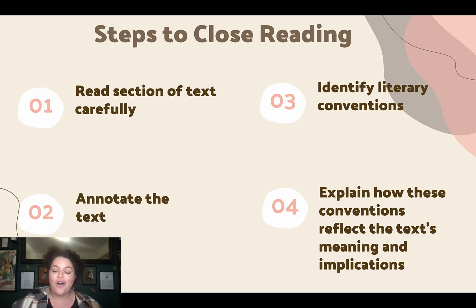Then once you've pulled out all these literary conventions, you can connect them and explain how these conventions reflect the text's meaning and implications. So I've pulled out all of these details from this section. What do I get when I add all of these things together, right? It's almost like a recipe, right? Put a little symbolism in here, add a dash of setting. When you mix all of that together, what do you get? That should be your interpretation, right? So close reading is super important, and I really want to make sure we understand how to do it. So again, if you have any questions, please, please, please let me know and we can go through them together.